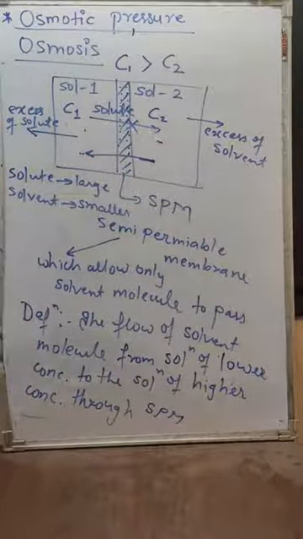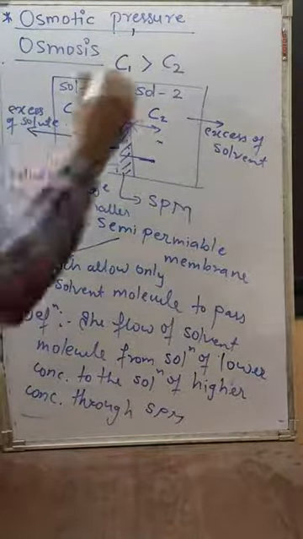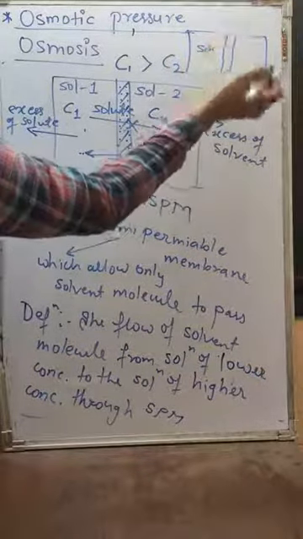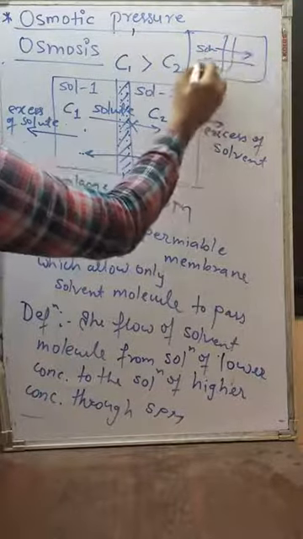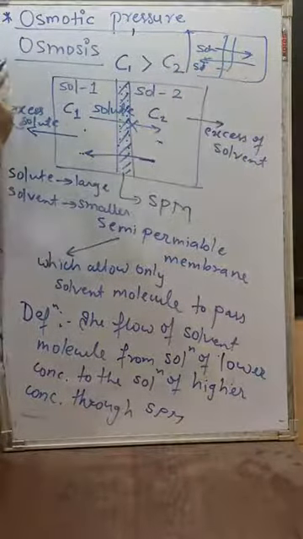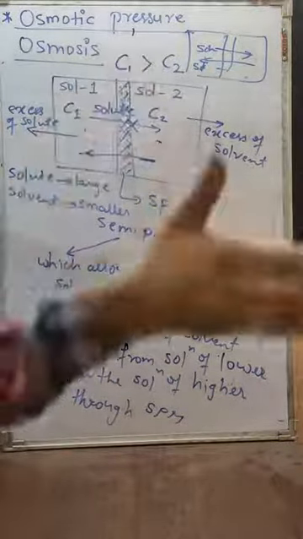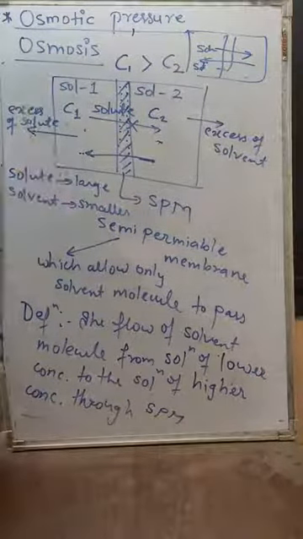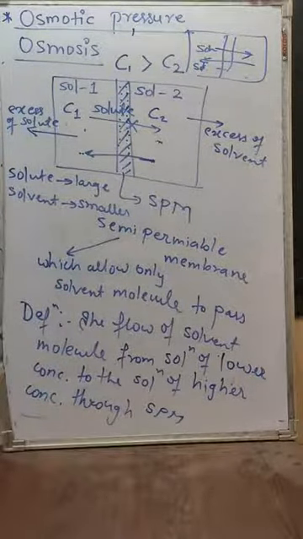Hope you understood the difference. In case of diffusion, solvent or solid molecules will pass both sides. Solid will go from here or here. Solvent molecule also passes from here to here. But in case of osmosis, with the help of a semi-permeable membrane, it allows only one component, that is, only solvent molecules to pass. So we completed the definition of osmosis.